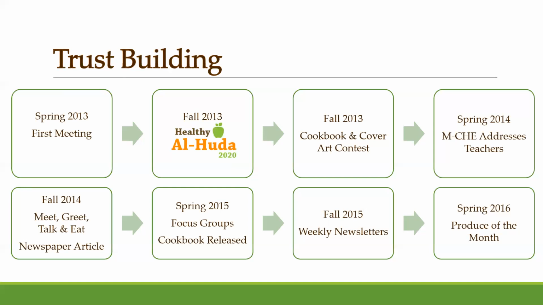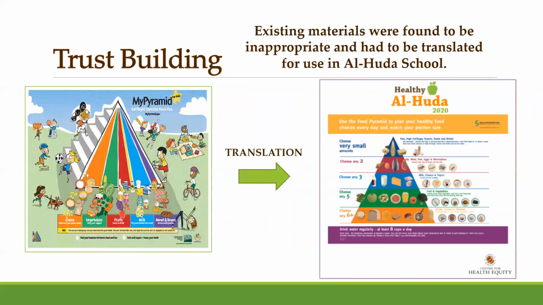This is when we hosted focus groups. We recruited teachers and they were trained on the facilitation of the focus group, so they co-facilitated the focus group. We released the cookbook, and then we started implementing. From those focus groups, we now know what health messages to provide. So now we have weekly newsletters, and then we have our intervention, which is Produce of the Month.